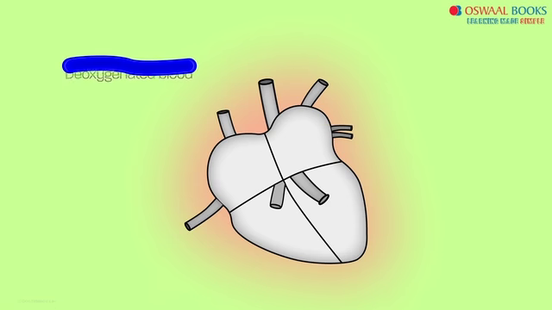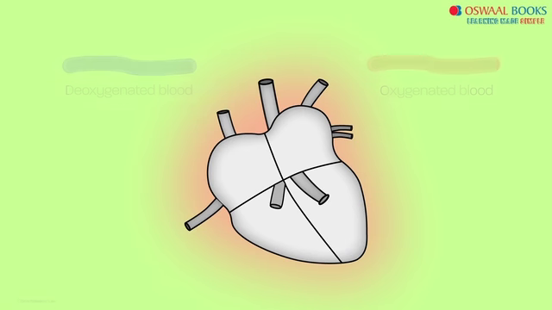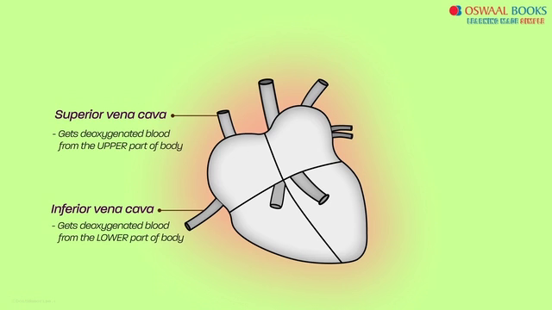We know that veins carry deoxygenated blood, while the arteries carry oxygenated blood. So according to convention, we paint them in blue and red respectively. It's just a standard for notation. The blood flowing through the veins is not actually blue in color. So the two major veins carrying deoxygenated blood to the right atrium are the superior vena cava and the inferior vena cava. The superior vena cava gets deoxygenated blood from the upper part of the body, and the inferior vena cava gets deoxygenated blood from the lower part of the body.